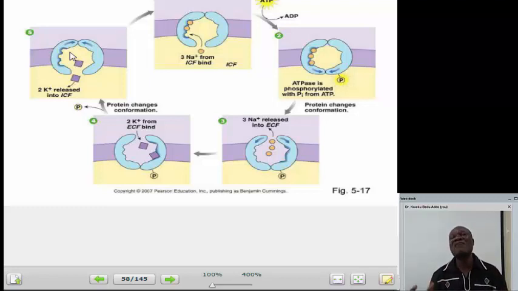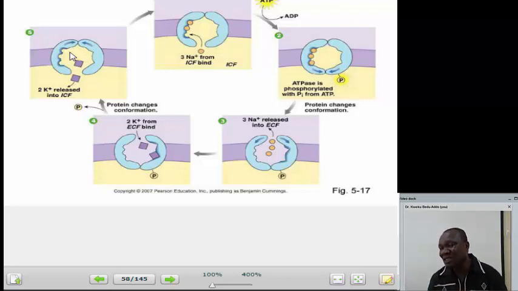Now, we can have a uniport. A uniport will move only a single particle. It doesn't move more than a single particle. So it's said to be a uniport. Now, we can have a co-transporter. A co-transporter will be moving more than one particle. And a co-transporter can be a symport or an antiport.